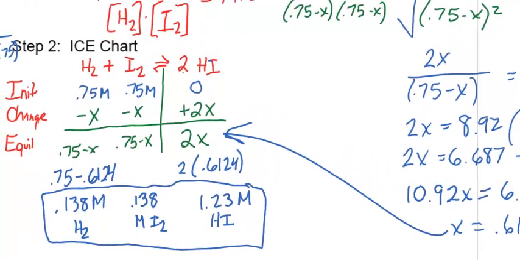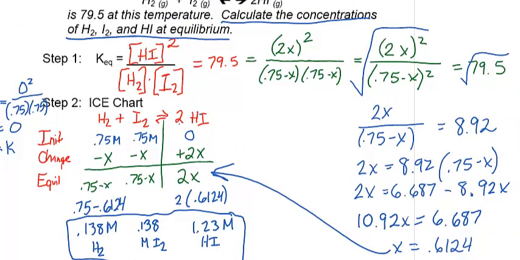If you want to check your work, you can always plug these equilibrium values back into your KEQ and you should get a number pretty close to 79.5. It may not be exact, but it should be pretty darn close as long as you did your algebra and rounding correctly. Okay folks, that is the square root method. Remember that this is what you'll use when you have a squared on top, a squared on bottom, and you are solving for x.